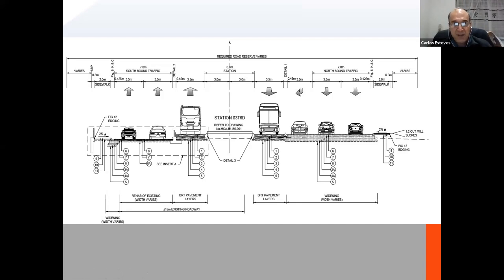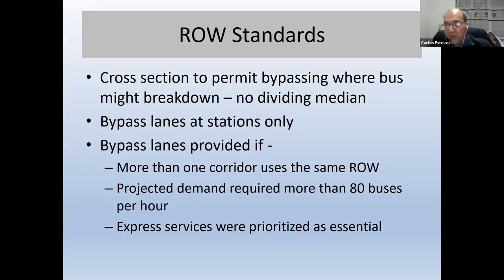So some of the standards: the cross section, obviously, had only one lane in each direction. So it had to allow, if a bus broke down, for buses, under emergency, to bypass them. So there was no center median in the busway. The division occurred on the outside edges of the two lanes, separating the busway, the right of way, from the mixed traffic. Bus lanes at stations, I'll speak a bit more about that shortly.